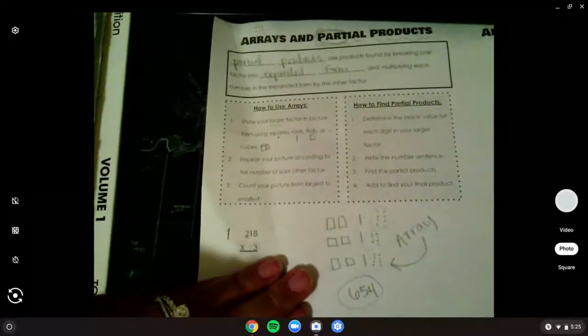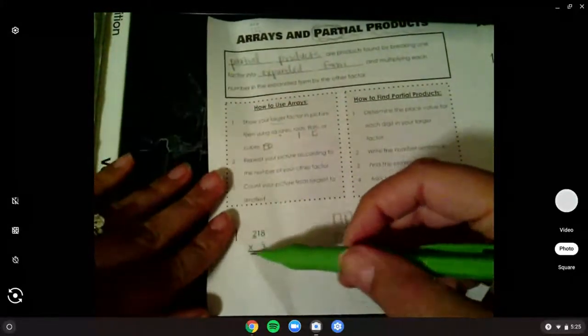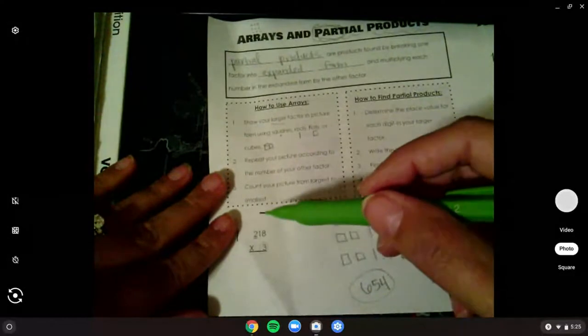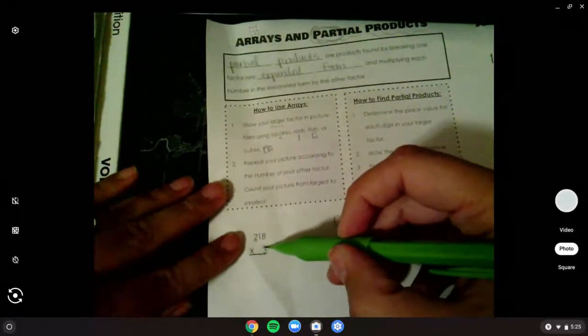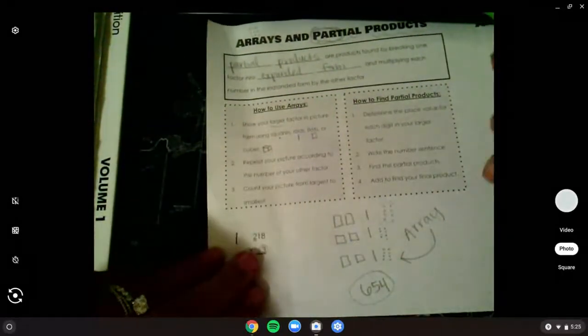Hooray for arrays. Okay. This way works really well when we're doing numbers in the hundreds. If we start to get into thousands, then it gets really tricky. And it also works best when our other factor is a smaller number. So now we're going to go through and learn another way. You might like this way, but I want to teach you another way, just in case.